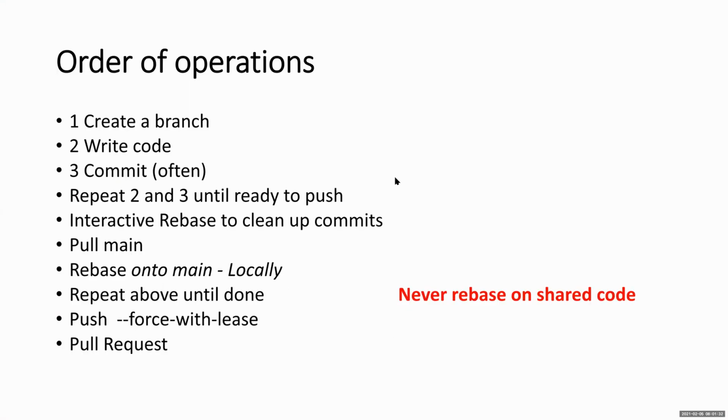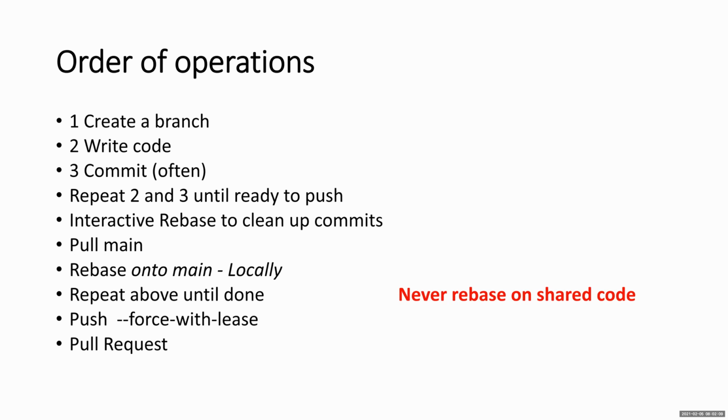The order of operations is something like this. Create your branch, write some code, commit fairly frequently, write some more code, commit, write some more code, commit, until you're ready to push. Do an interactive rebase to clean up those commits. Change your branch to main. Pull main, which means get the latest. Change your branch back to your feature branch and rebase onto main. Then start the whole cycle over.